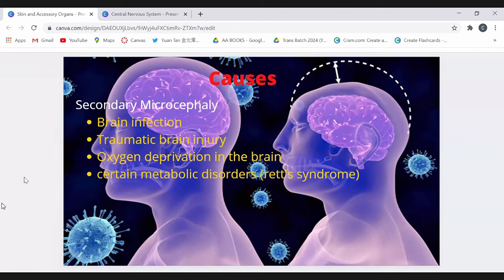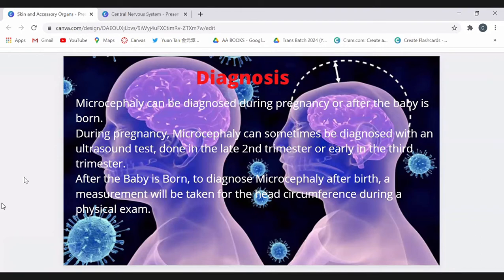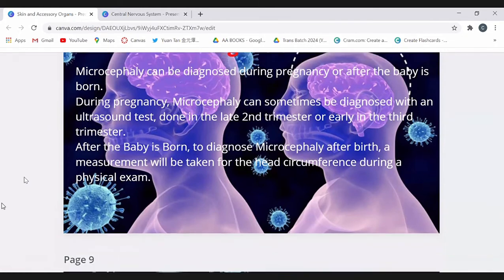Causes for secondary microcephaly include brain infection, traumatic brain injury, oxygen deprivation in the brain, and certain metabolic disorders such as Rett syndrome. In diagnosing microcephaly, it can be diagnosed during pregnancy or after the baby is born. During pregnancy, we can use the ultrasound test, done in the late second trimester or early in the third trimester. After the baby is born, we can diagnose microcephaly by measuring the head circumference during a physical exam.